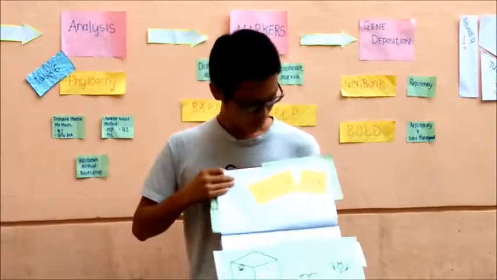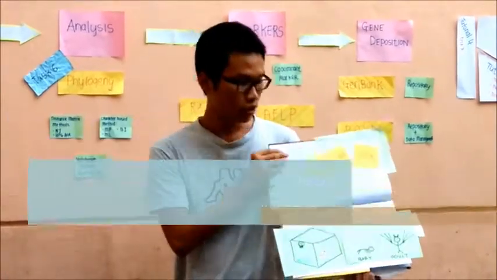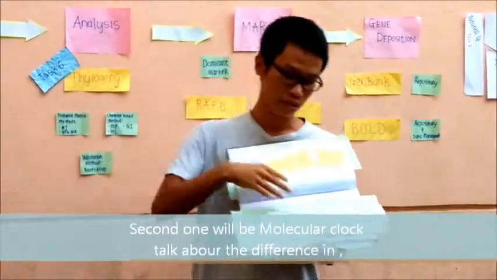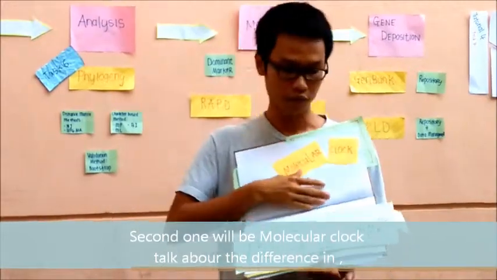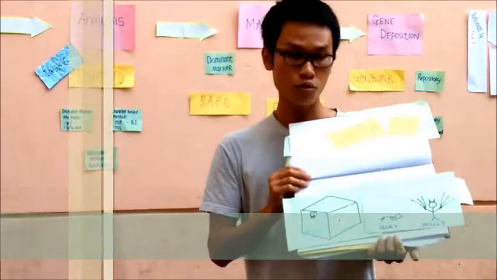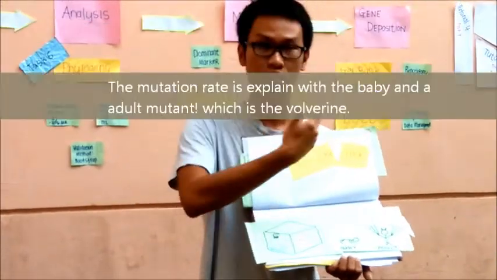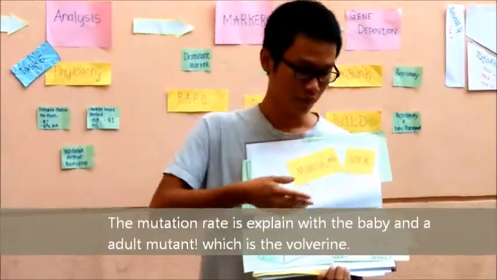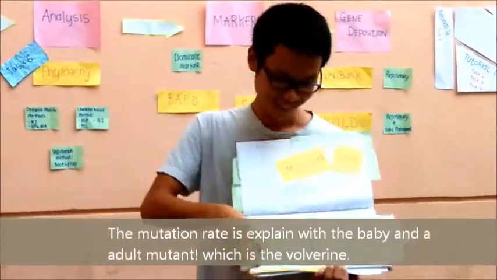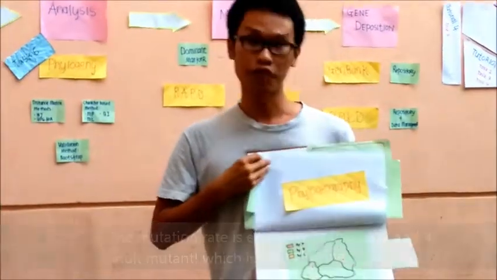The second one will be the molecular clock. The molecular clock talks about the differentiation of the specimens and the taxonomy based on the fossils and their times and the mutation rates. As you can see, the baby, after it experiences mutations over time, becomes Wolverine, the X-Men. The third one is the phylogeography.